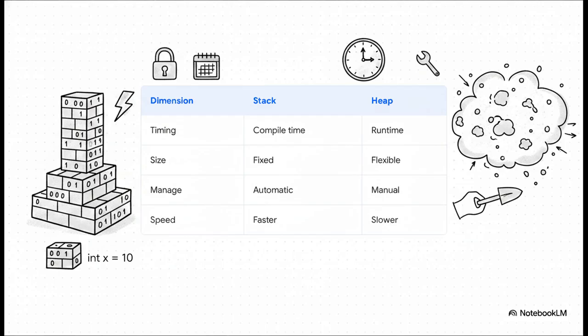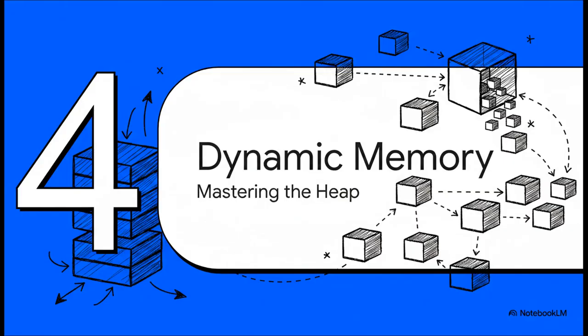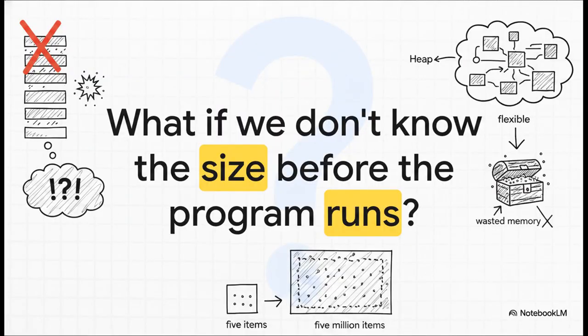Then, on the other side, there's the heap. This is your dynamic allocation zone. It's a massive, sprawling pool of flexible memory that you can claim while the program is actively executing. It's perfect for really large or shifting amounts of data. But, as we'll see in a second, it requires you, the programmer, to step up and manually manage the whole operation. Let's dig deeper into that in Section 4, Mastering Dynamic Memory. So how do we actually break free from the strict, rigid limitations of the stack and utilize the heap?